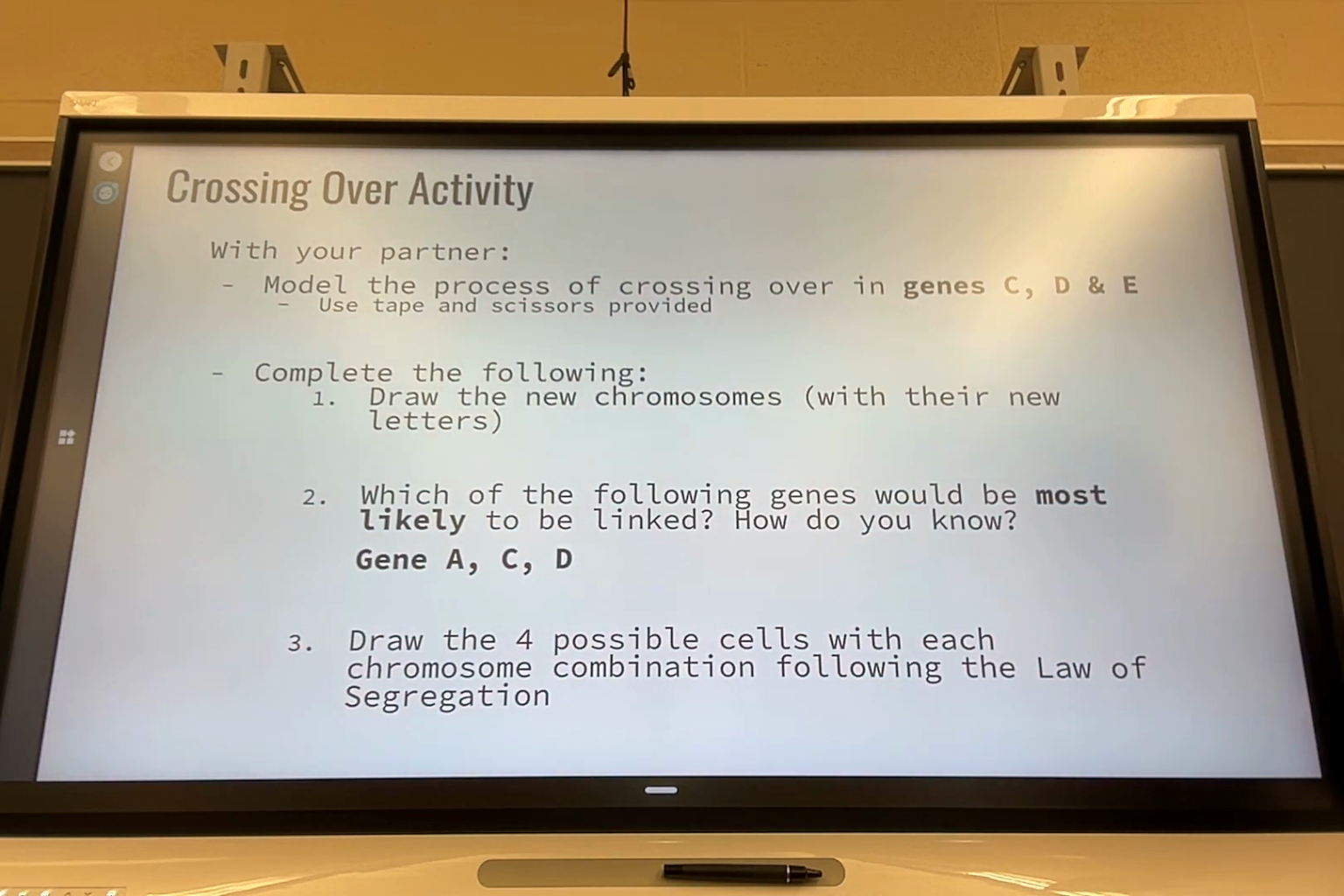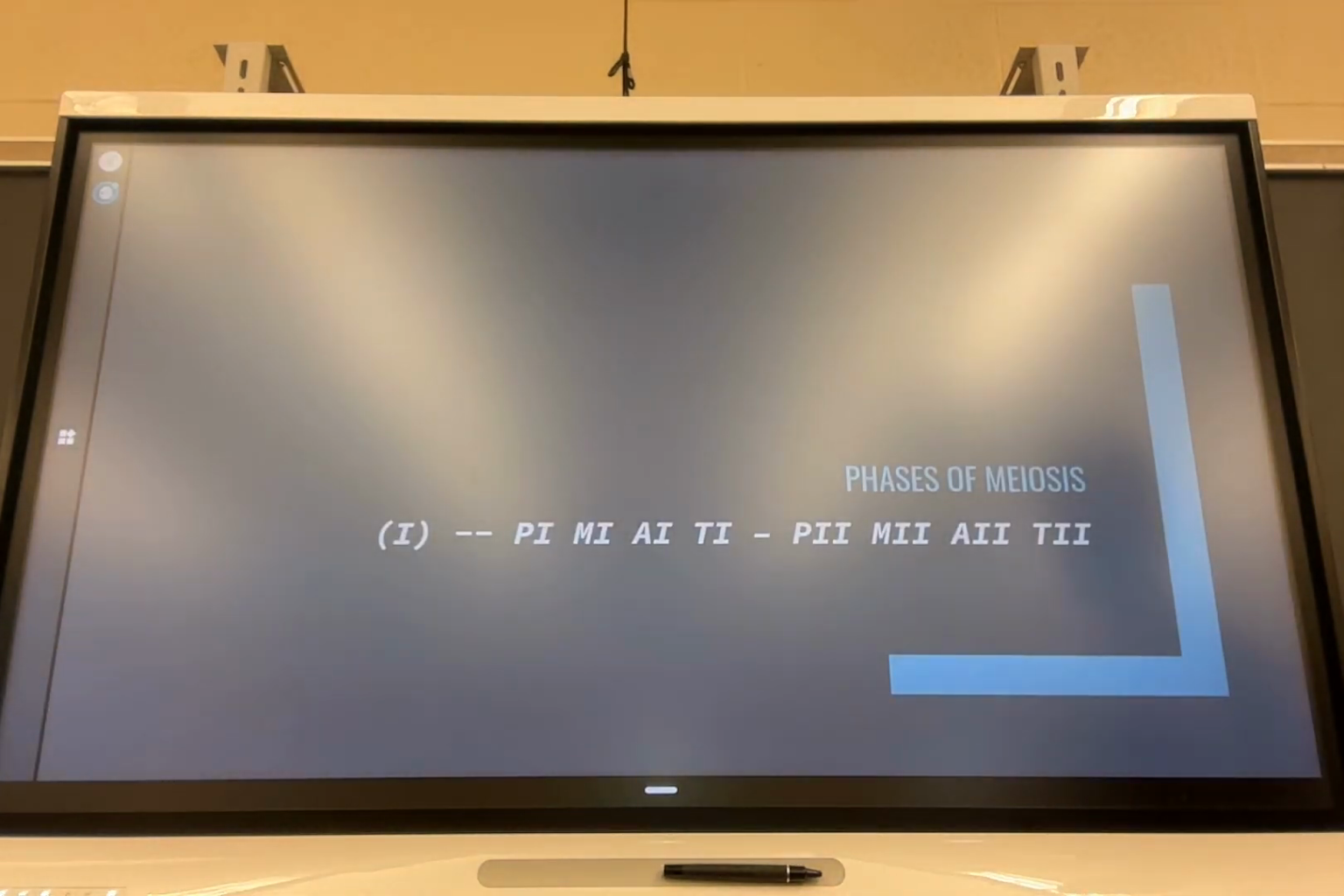This is an activity we did in class. For those of you who are out, you can come see me and I can get you set up with this. But we are going to move now into the actual stages of meiosis.